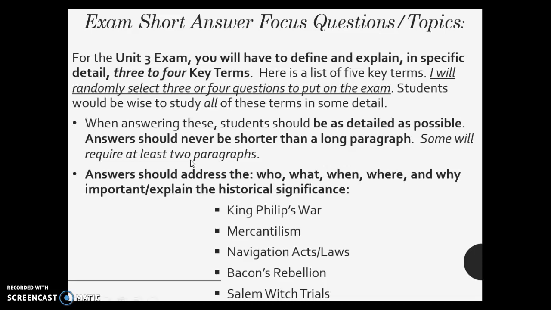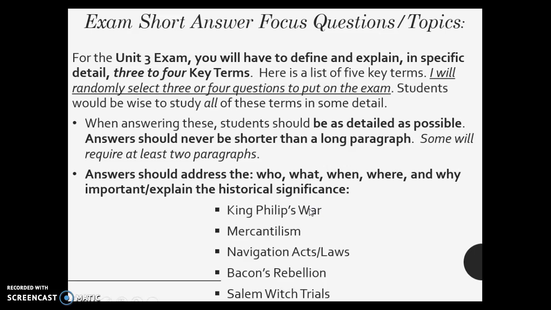And so what do you focus on? These are big ideas. Who, right? Give me what's going on, who's involved. Names, what is going on here? So King Philip's War, who's the war between, when. When is always important, where it's going on, but the what is also what caused it, what are the outcomes, that sort of thing. Why important? So who, what, when, where, and why important. Why important means the historical significance.